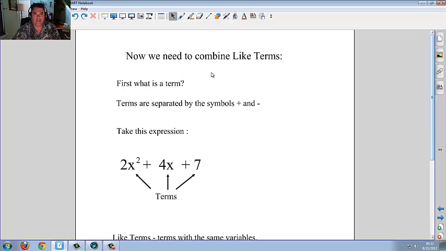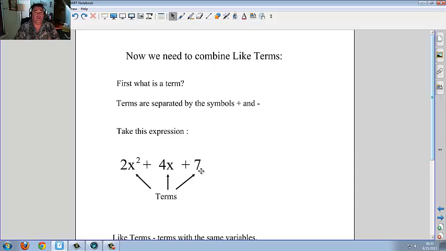Now we need to combine like terms. First, what is a term? Terms are separated by the symbols plus and minus. Take this expression, 2x squared plus 4x plus 7. All these are separate terms. 2x squared is a term, 4x is a term, 7 is a term.